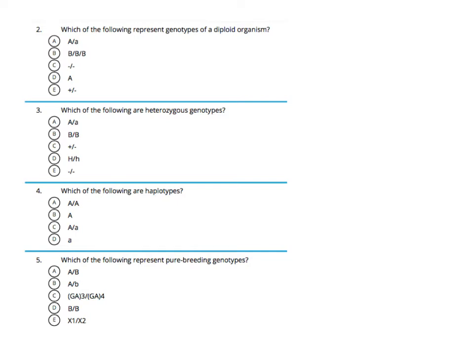Question number 2. Some of you didn't put down C as the genotype of a diploid organism. So minus over minus. Minus is just an allele designation. So plus over minus, you would expect in a diploid. Minus over minus is also diploid. A over A is also diploid.